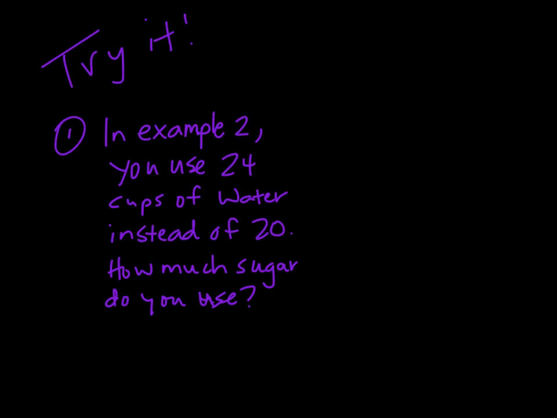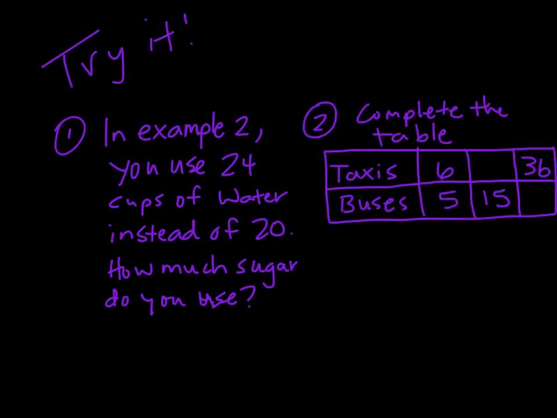So try this one out here. In example 2, you use 24 cups of water instead of 20. How much sugar do you use? So you're setting up a ratio table like you did before, but this time instead of the 20 cups of water, you're using 24. And for number 2, just complete the table.